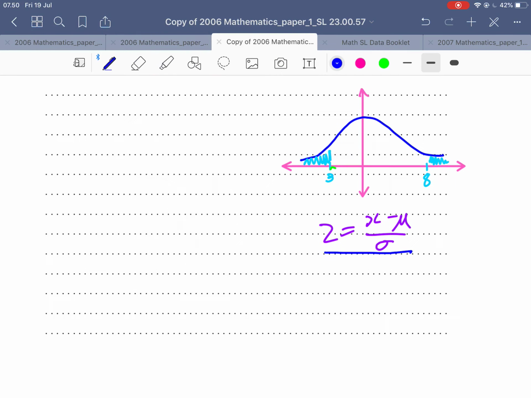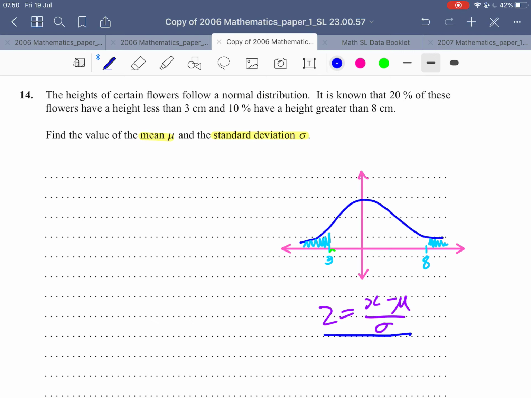What it asks you to do is find two z-scores, and then solve for the mean and standard deviation using simultaneous equations. It gives you the information that 20% have a height less than 3 centimeters, so this area here is 0.2, and then 10% have a height greater than 8 centimeters, so the area is 0.1.